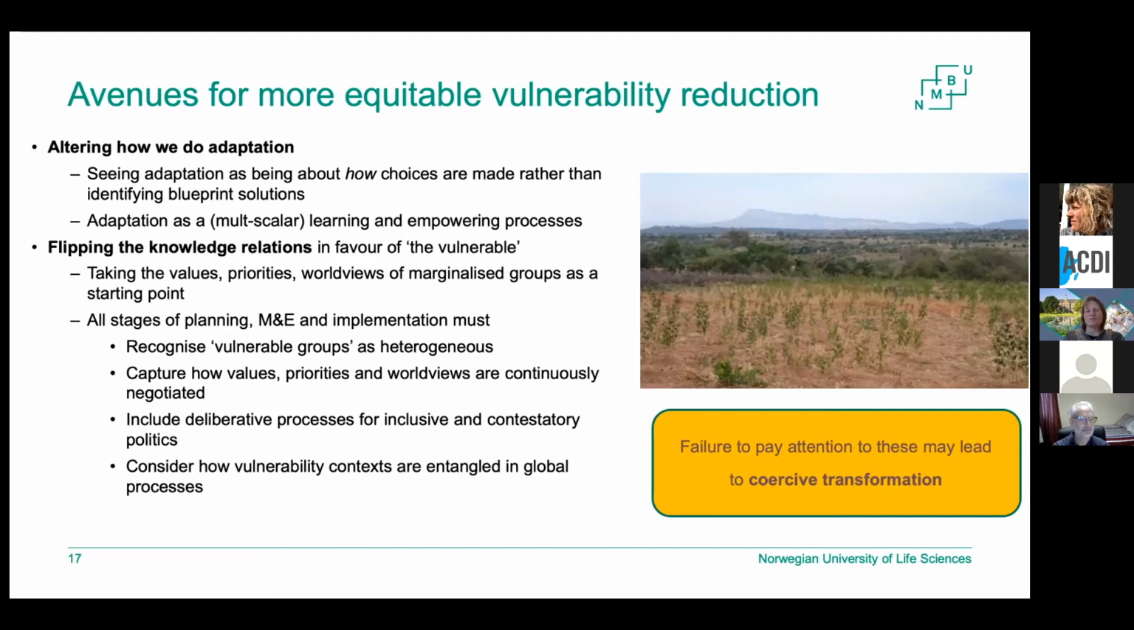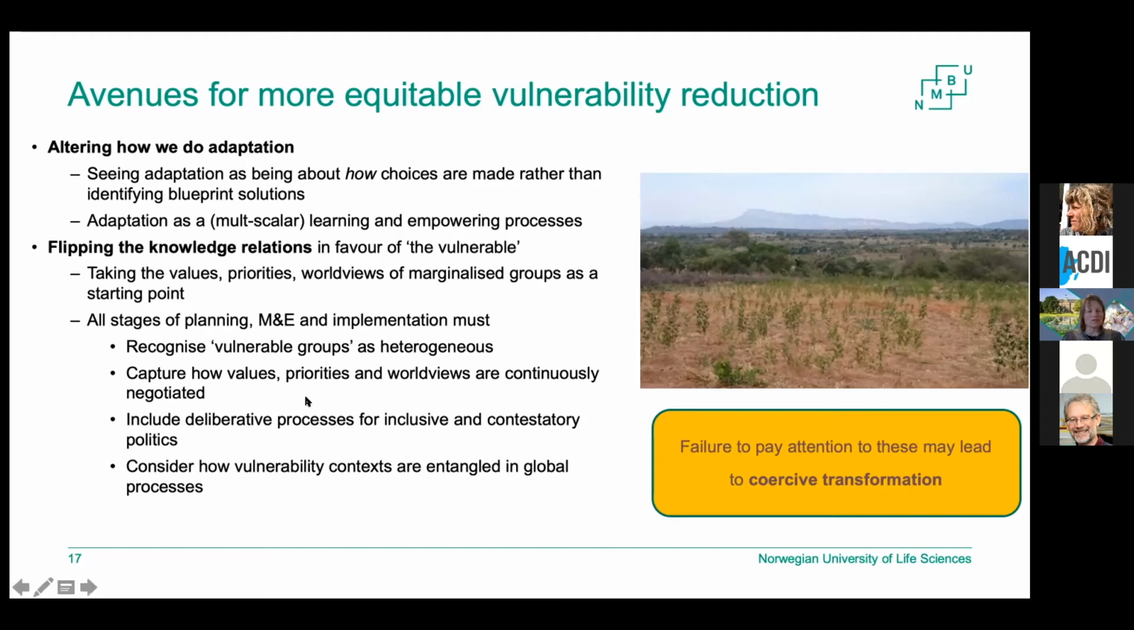A blueprint solution like that obviously sets actors up to implementing nature-based solutions in places where they're totally inappropriate, or in ways where marginalized groups lose access to land and find their drought coping strategies completely undermined, for example. So that's why we want to frame adaptation more as a multi-scalar learning and empowering process than the actual solution in itself.